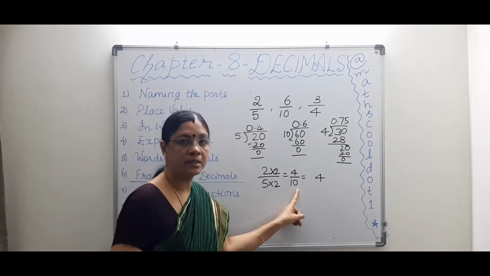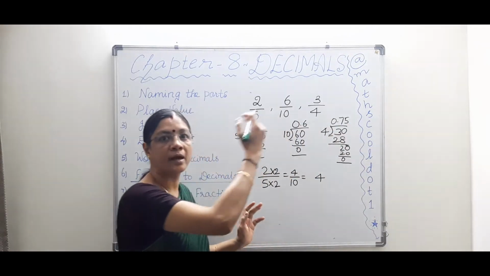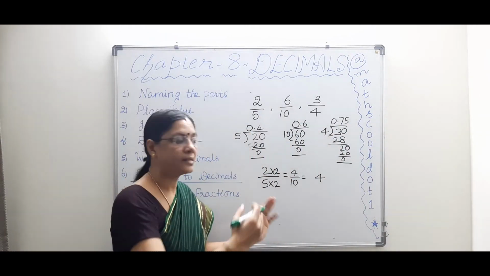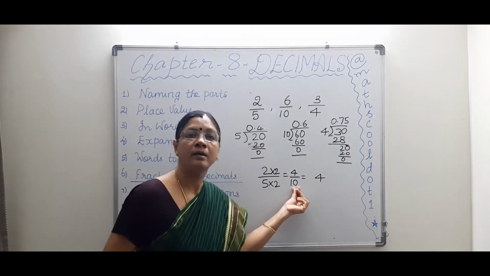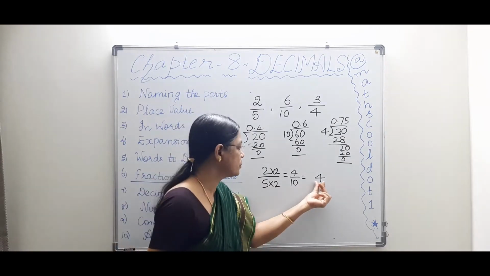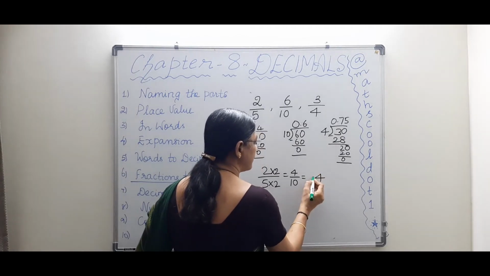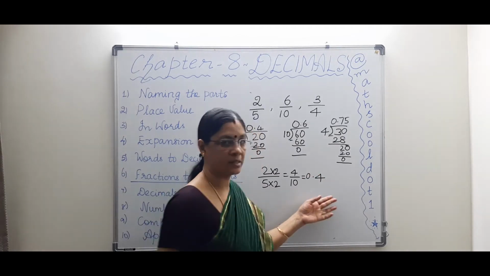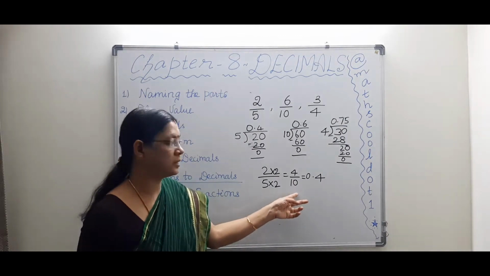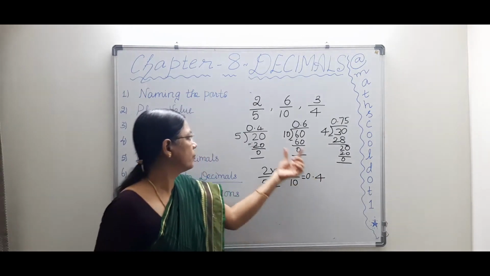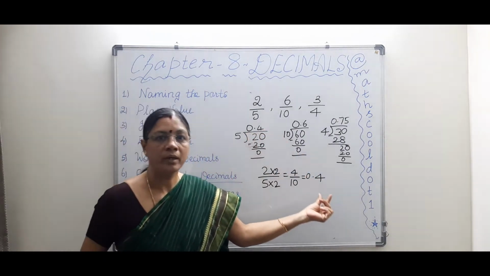If there is 1 zero, start from the right and move that many places. How many places? As many as there are zeros here. So there is only 1 zero here. From the right I start and put a point here. I need to move only one place because 1 zero is there. 0.4 is the same as this. Okay, now do you understand?